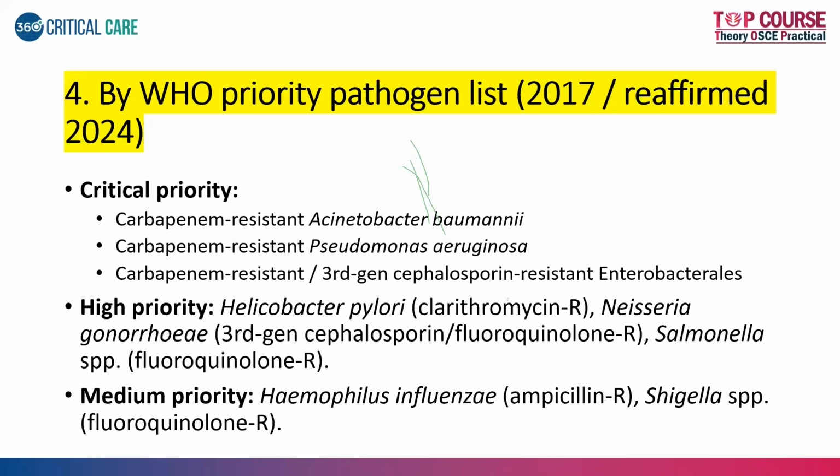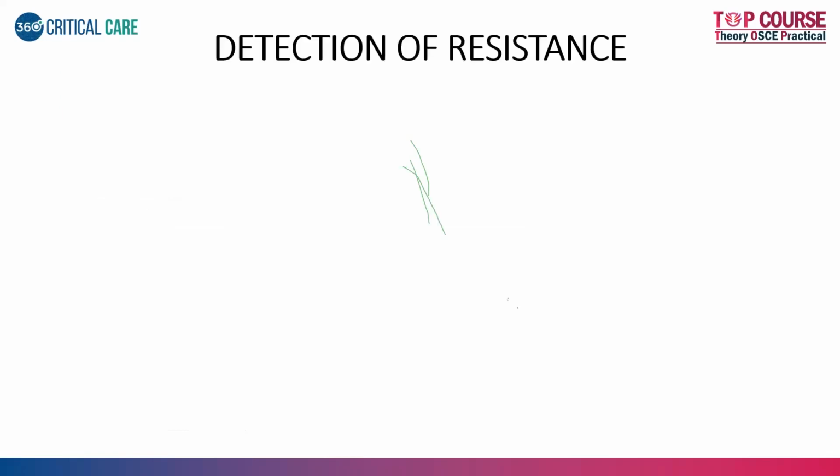Okay, so other groups, if you remember high priority, medium priority, need not remember, but just remember CRAB, Pseudomonas, and CREs, they usually fall under the high priority or critical priority list of the WHO classification. Okay, so this is the way we classify MDR GNBs.